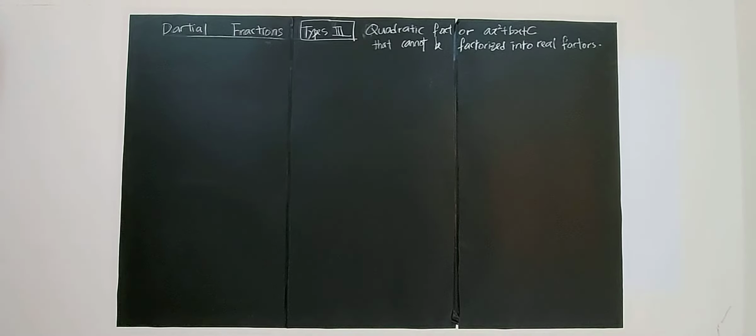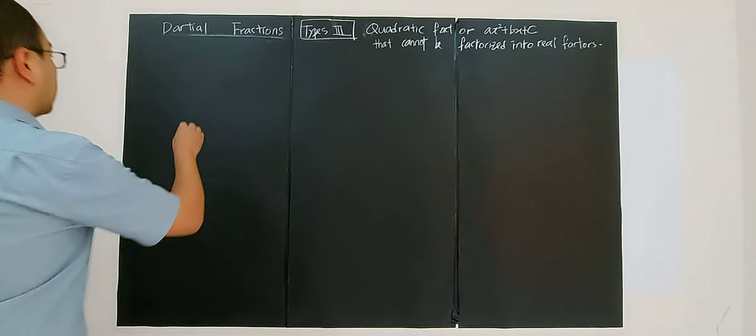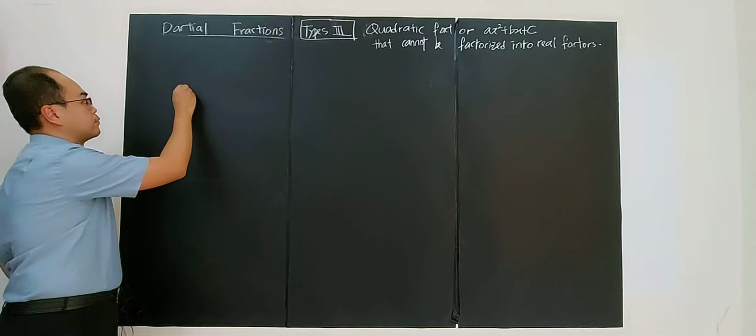Hello, in this video we're going to discuss partial fractions type 3, where the denominator has a quadratic factor that cannot be factorized, or we say it cannot be factorized into real factors. For example, I will introduce you to some quadratics.